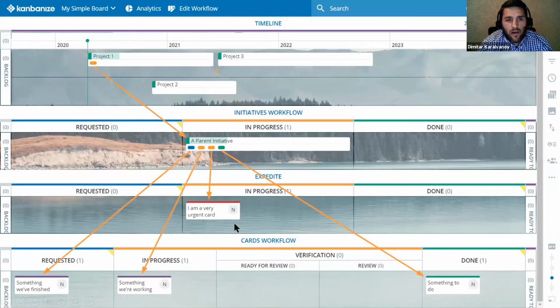Getting one level higher, now we see a timeline. We'll also have this special workflow in Kanbanize that allows you to plan initiatives or projects in this particular scenario on a timeline calendar type of view.